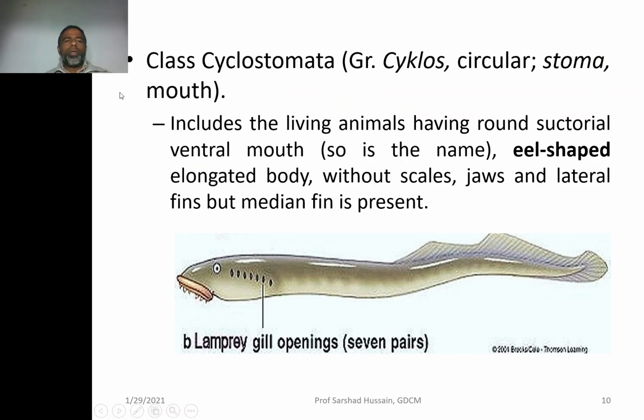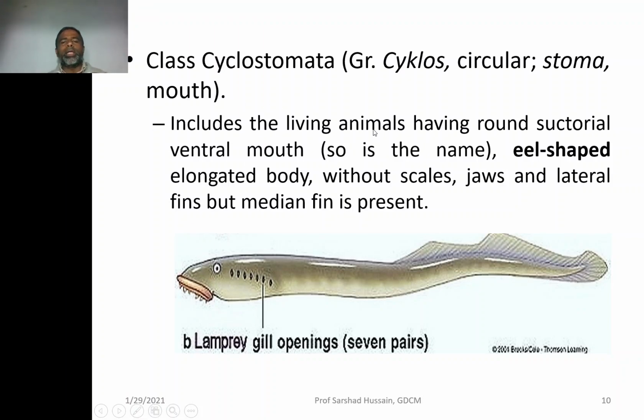Then the next class is Cyclostomata, that means the living organisms that are present today. Cyclostomata is a word derived from two Greek words. Cyclos means circular and stoma means mouth. Because their mouth is circular, they are called Cyclostomata. So in Agnatha, we have only one class, Cyclostomata, which is living today.